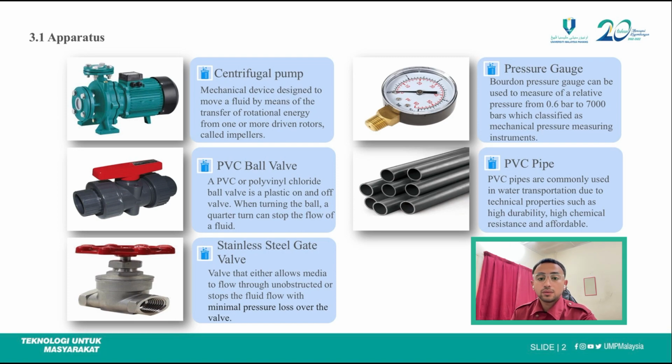For the third apparatus, which is the pressure gauge, a Bourdon pressure gauge can be used to measure relative pressure from 0.6 bar to 7,000 bar, and is classified as a mechanical pressure measuring instrument. The last one is the pipe. PVC pipes are commonly used in water transportation due to technical properties such as high durability, high chemical resistance, and affordability.